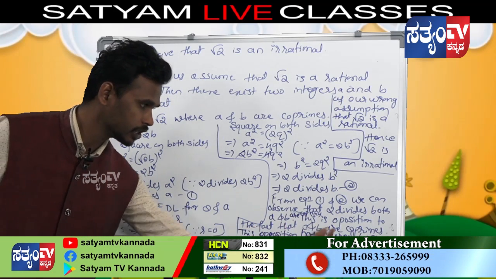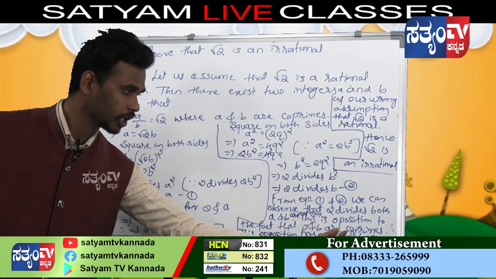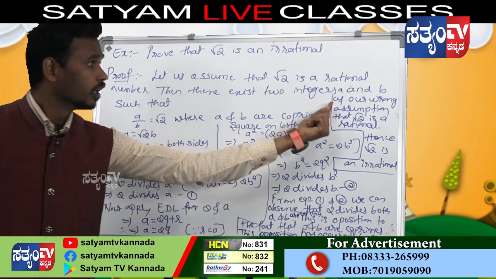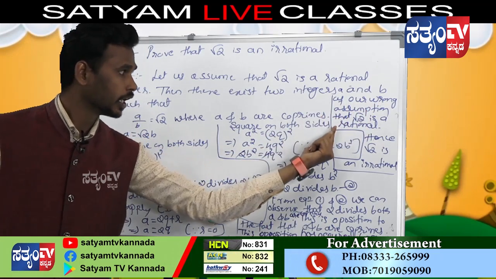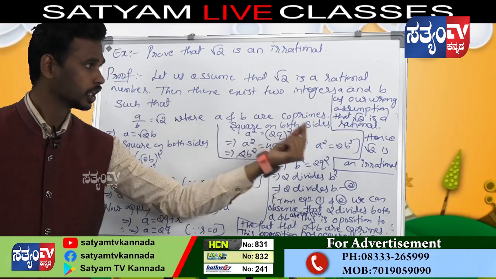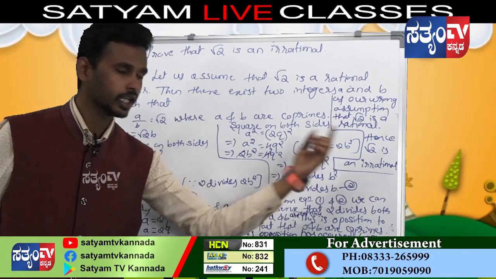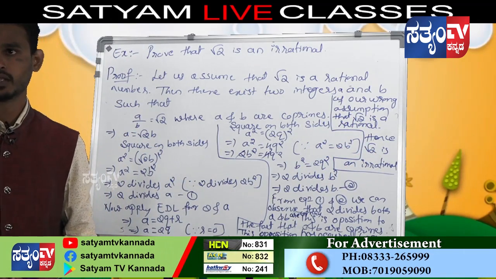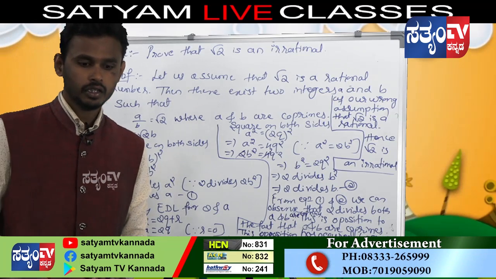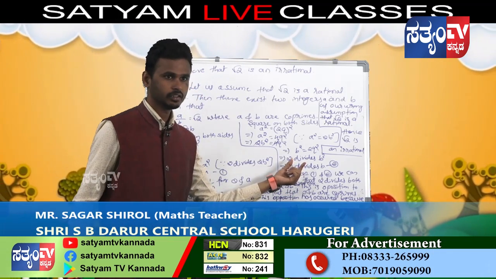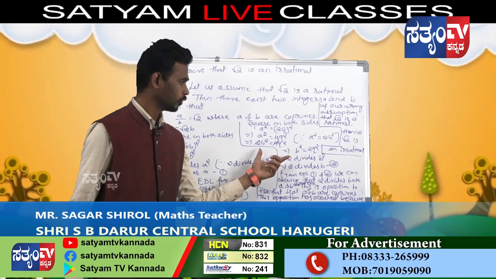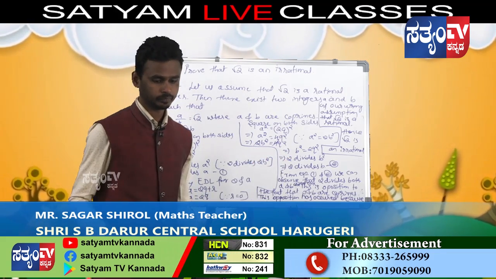This opposition has occurred. Why has this opposition occurred? Because of our wrong assumption that root 2 is a rational. So hence root 2 is an irrational number. Okay dear students, so we will complete this session. Remaining we will continue in the next section.